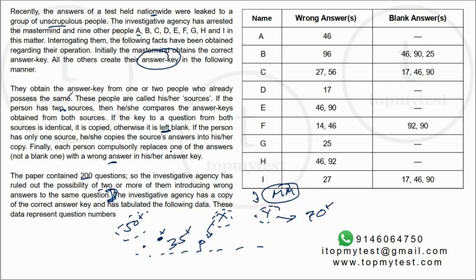Now, what happens in the second scenario? When you borrow from two sources, suppose somebody borrows from X and Y, both. Let's call him Q.